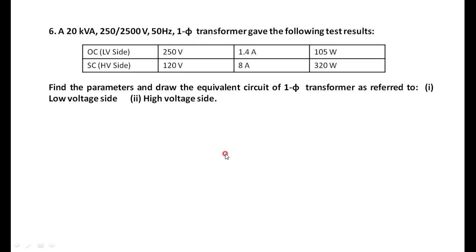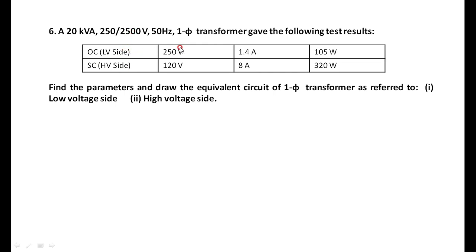Then the next numerical is on the equivalent circuit diagram of a transformer. Here you have to draw the equivalent circuit diagram of a transformer from the data of the open circuit test and the short circuit test. Here the open circuit test is performed on the LV side of the transformer, and the short circuit test is performed on the HV side.